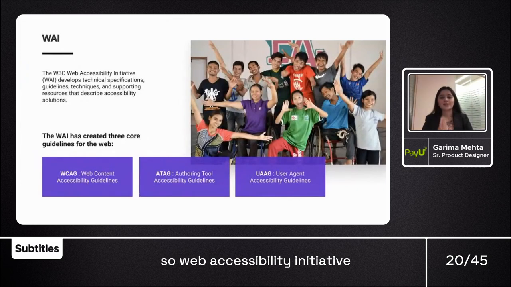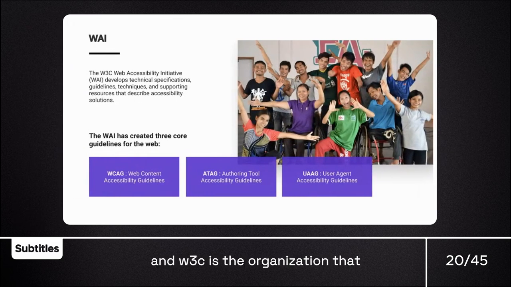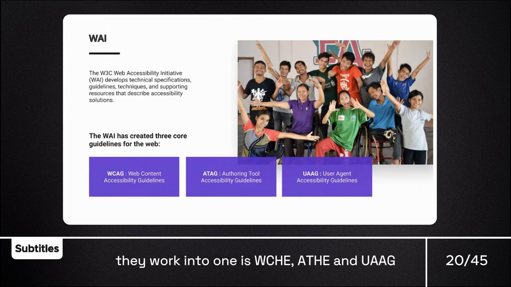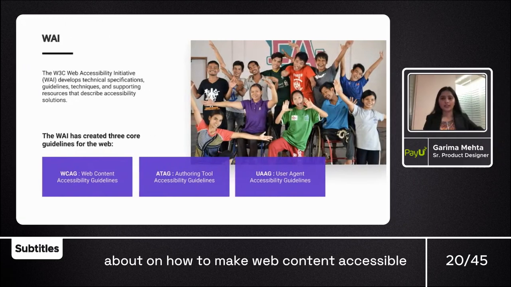So the Web Accessibility Initiative at W3C is the organization that looks into web accessibility. There are three core areas that they work on: WCAG, ATAG and UAAG. ATAG and UAAG are more about the browsers or the different tools that are used. But WCAG is where we'll majorly focus, on how to make web content accessible.